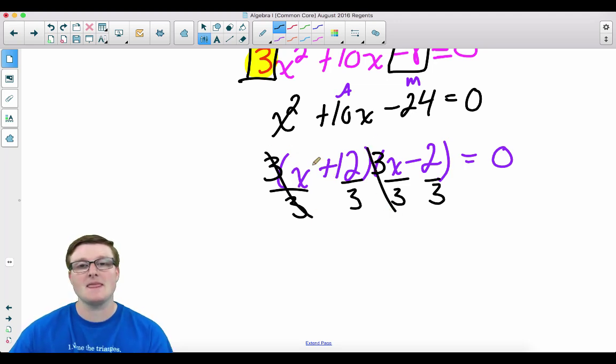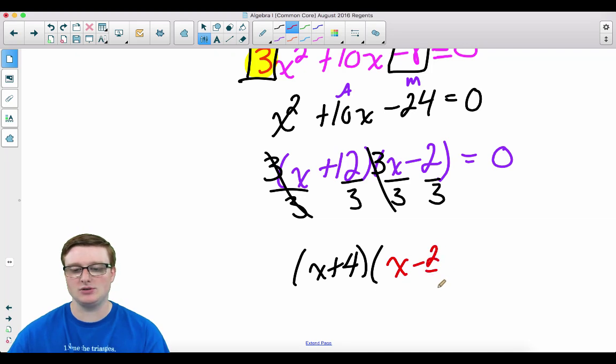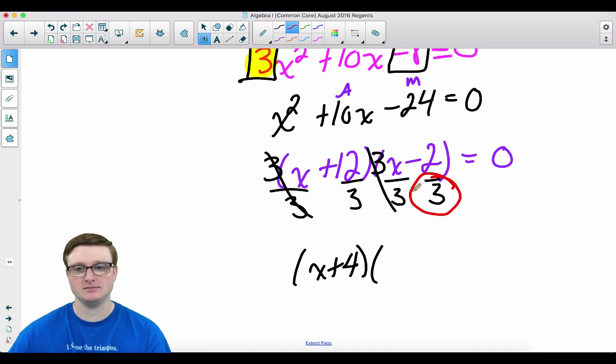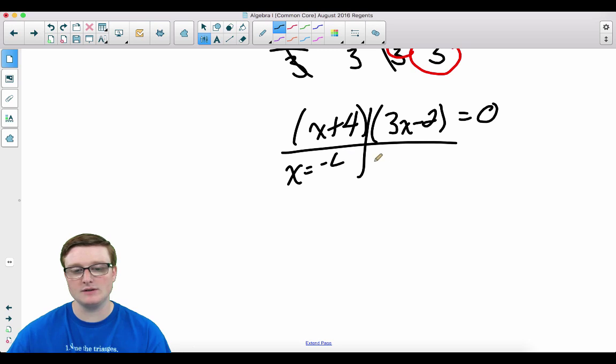The 3's cancel up front, and we get x plus 12 over 3. Well, 12 over 3 is a nice clean number. It's 4. So we get x plus 4. Okay? Now, this one is a little bit of a problem. x minus 2/3. This is a fraction. You cannot leave this as x minus 2/3. Oh, no. You can't do that. What you need to do is take the 3 and move it up front, because that is the proper way of writing a binomial. So that's going to be 3x minus 2, and that is equal to 0. Now we can solve it. Do your T-bar. x equals negative 4. x is equal to positive 2/3. That, ladies and gentlemen, is your answer.